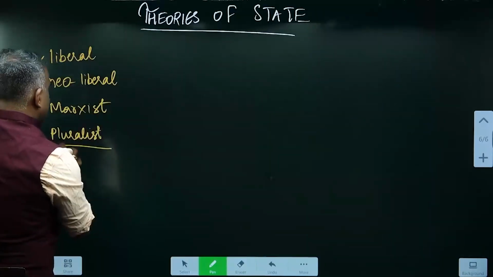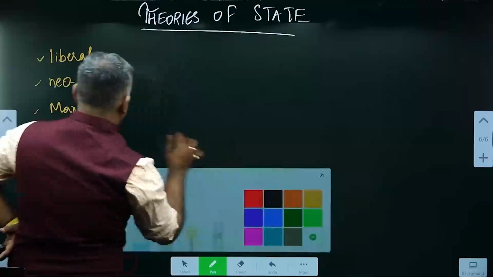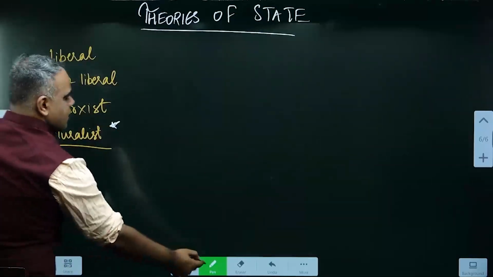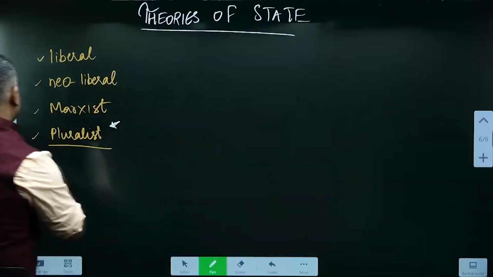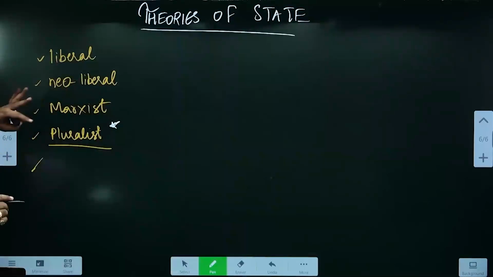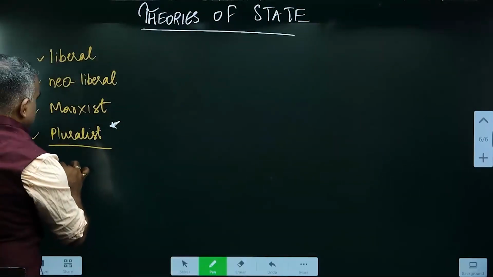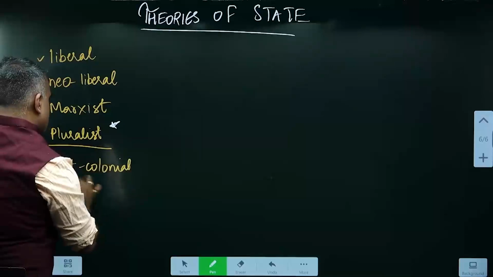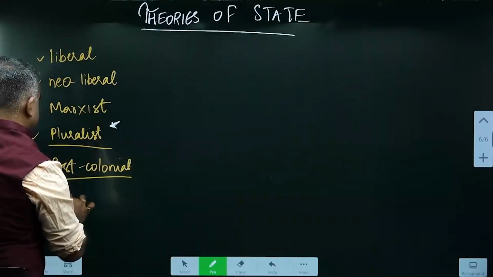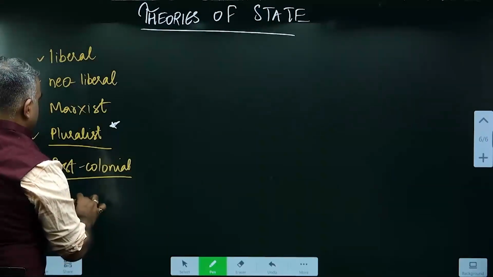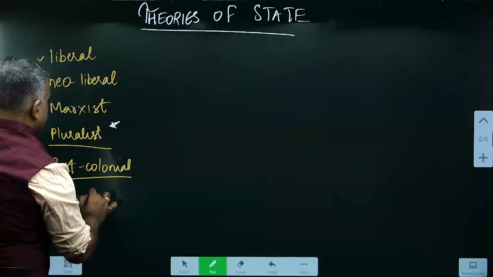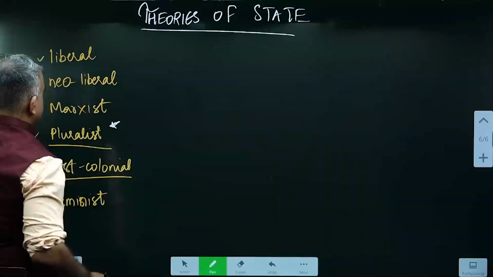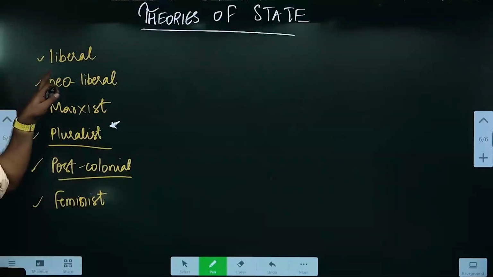Now, there's a mention of pluralist theory. This you don't know right now. Okay. These 4 are mentioned, and other than that, there are 2 more. Separate post-colonial theory, and then there is feminist theory of state. Feminist theory of state, right? All this is directly mentioned in our syllabus, okay?